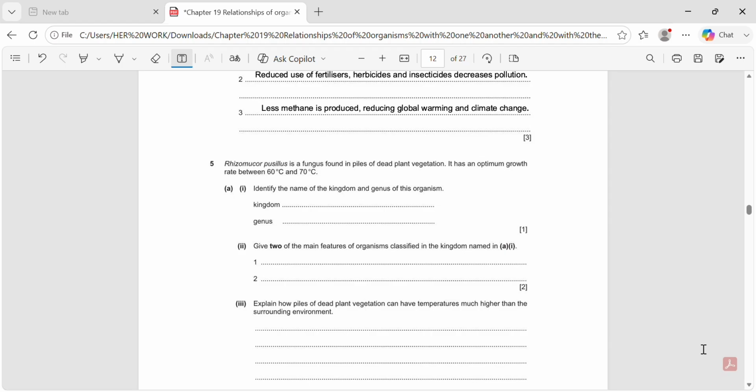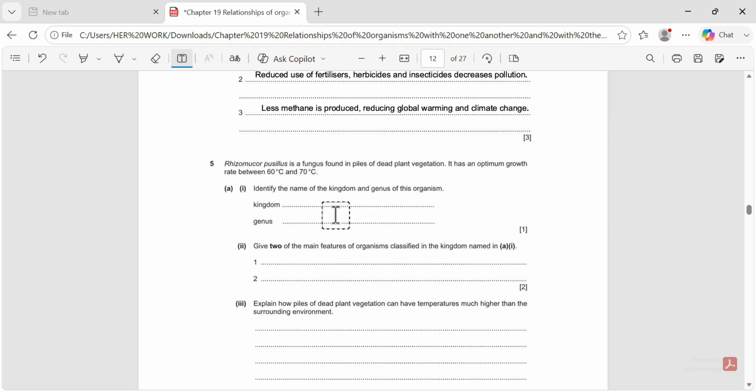Now let's move on to another theory-based question. The question states, Rhizomucor bacillus is a fungus found in piles of dead plant vegetation. It has an optimum growth rate between 60 degrees Celsius and 70 degrees Celsius. First part asks, identify the name of the kingdom and genus of this organism.